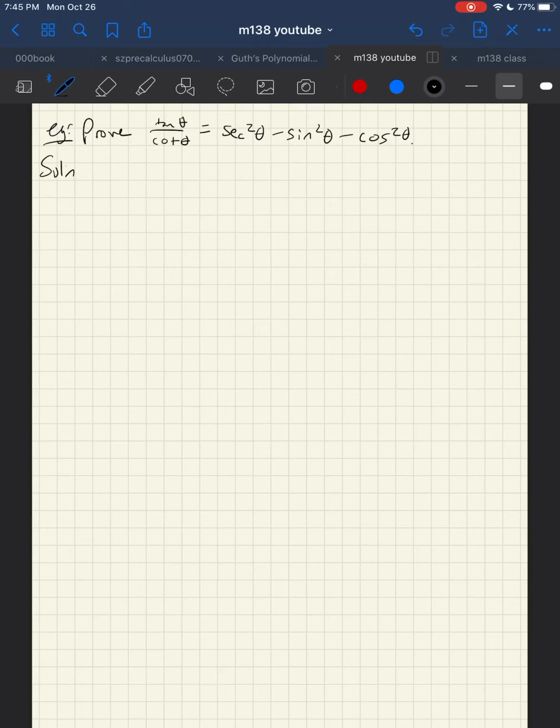So what I'm going to do, and what is often profitable, is I'm going to start with the left-hand side. The left-hand side is tangent theta over cotangent theta. And I'm going to write out what each of these are. Well, tangent theta is sine theta over cosine theta. Cotangent theta is cosine theta over sine theta. Yeah?